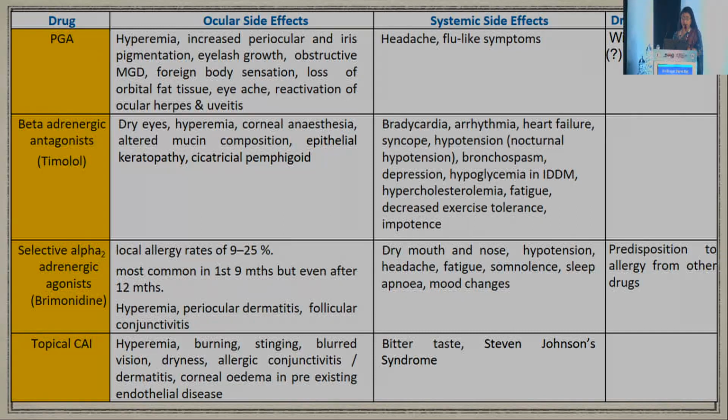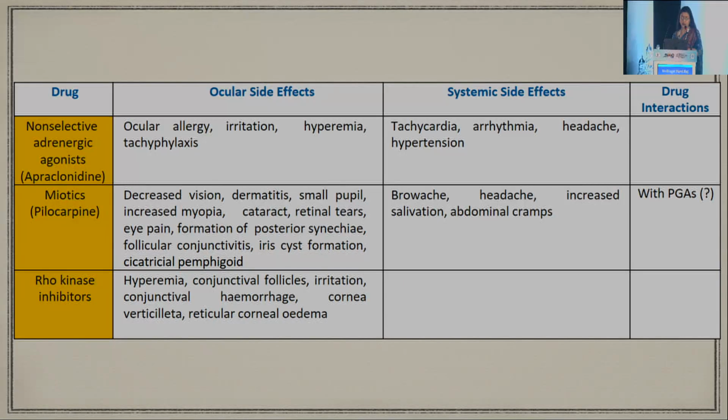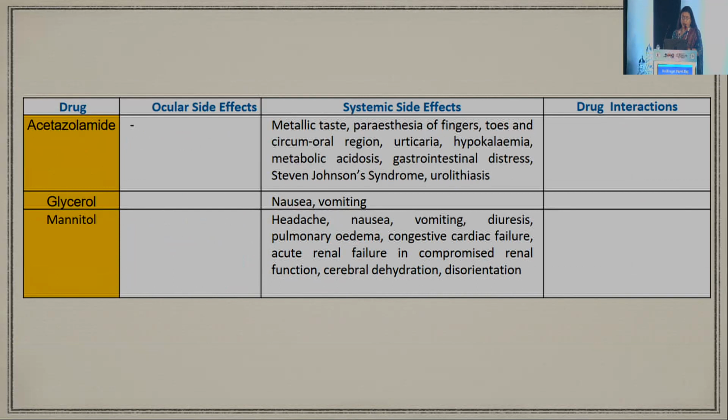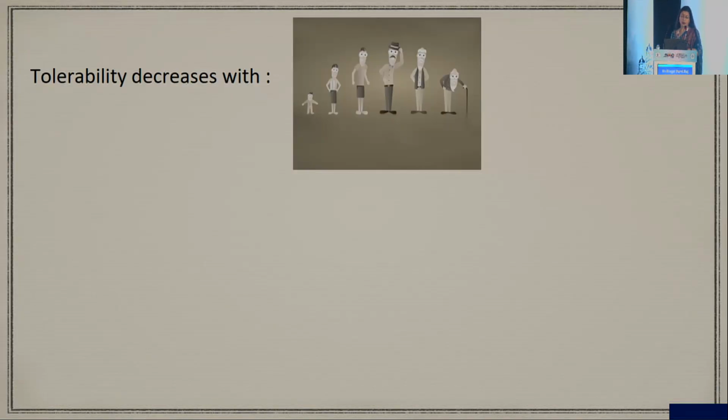Topical CAIs and acetazolamide, we know about the SJ syndrome. And pilocarpine, systemically, can cause abdominal cramps, which in acute angle closure glaucoma can sometimes mimic acute abdomen because of the cramps and nausea and vomiting that the patient has. And glycerol and mannitol, of course, we know glycerol can cause nausea, vomiting. Mannitol can have effects on the respiratory system, on the CNS, on the cardiac system, and on the renal system, especially in compromised patients.